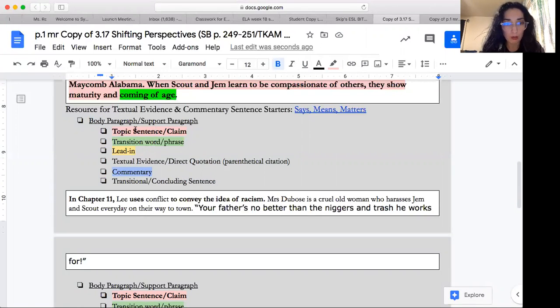Okay, so let me see what I'm missing. I have the topic sentence claim, that's the first sentence. Okay, yeah, that's a good topic sentence. I have the chapter, I have the author's name, I have the literary element, and I have a theme. Great. So let me highlight that pink because that's what I'm highlighting my topic sentences.